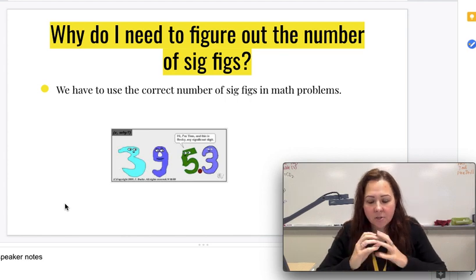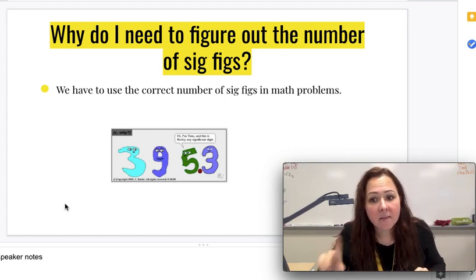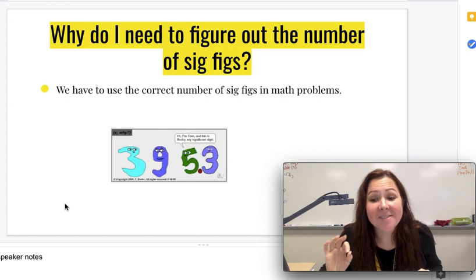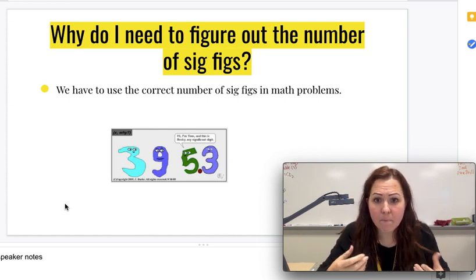Videos ago, we looked at just how to figure out the number of SigFigs that are in a problem. The last video, we looked at how to round to a certain number of SigFigs. So now what we're going to finally do is get into the math.